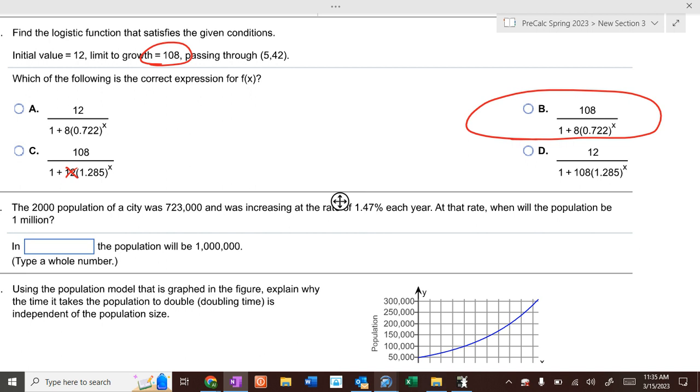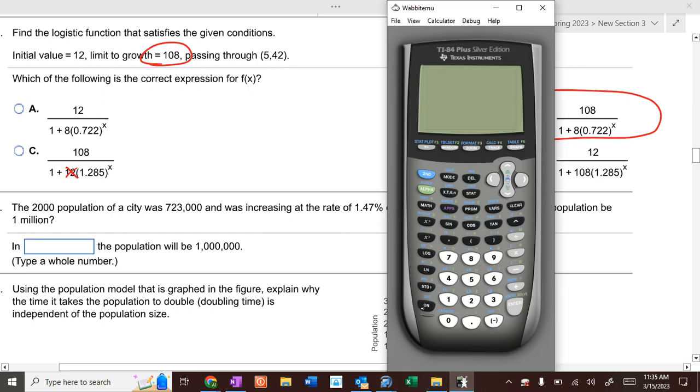Okay? Hi, Sophia. Okay? So if you put in 5 here and you throw this into your calculator, hopefully you get 42. Let's just see if we get that.